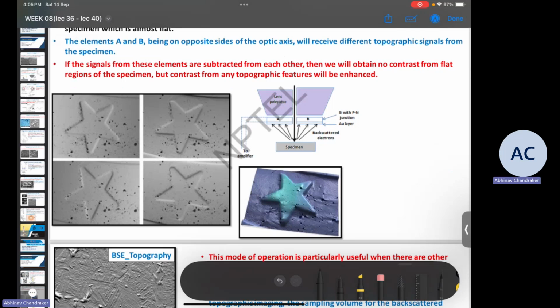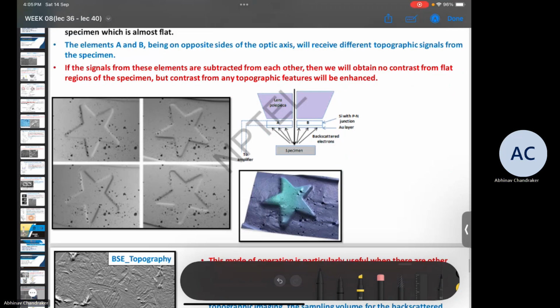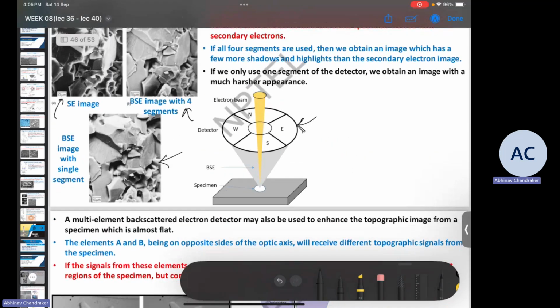Now, as I told, we can use a multi-element detector for BSE topographic contrast generation. What exactly it does is, if there are two opposite detectors, let's say this is A, this is B, then any region on the specimen will emit BSE electrons, some of which will reach A, and some BSE electrons which will reach B.